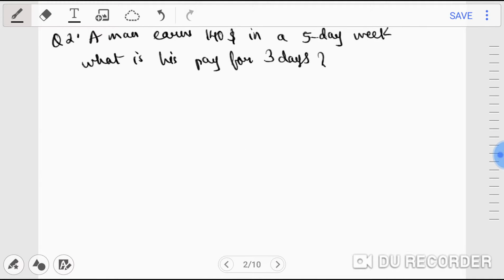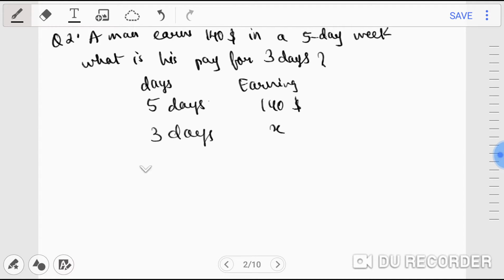Next we have: a man earns $140 in a 5-day week. What is his pay for 3 days? So my dear kids, there are two quantities, days and earnings. In 5 days, earning is $140. So in 3 days, it will be x. We'll go for cross multiplication. It's a direct variation, so we'll write 5x is equal to 3 into 140. From there you will get the value of x.